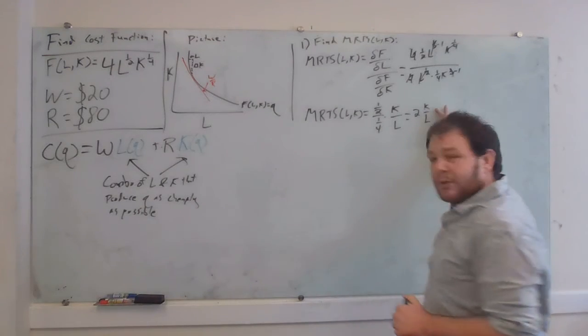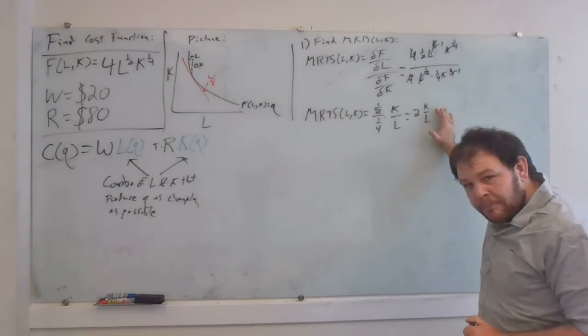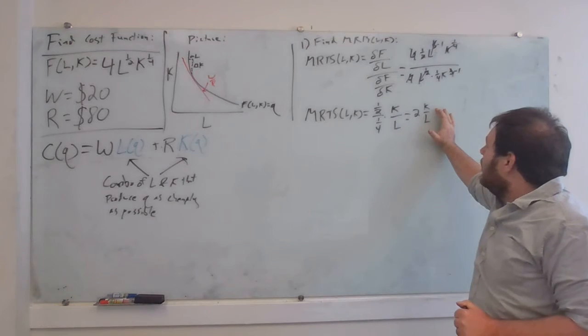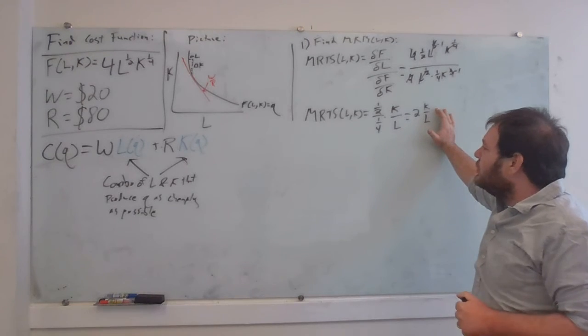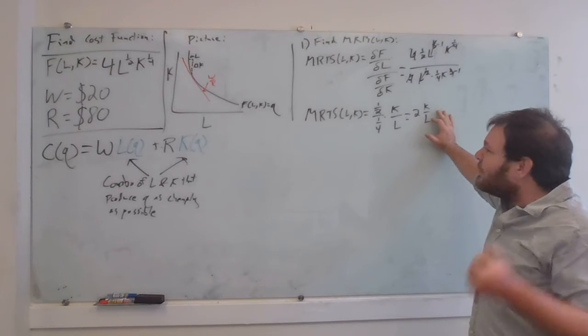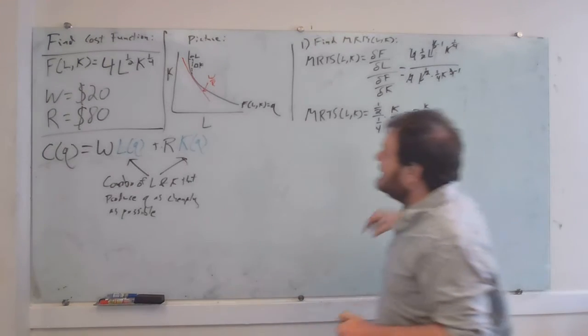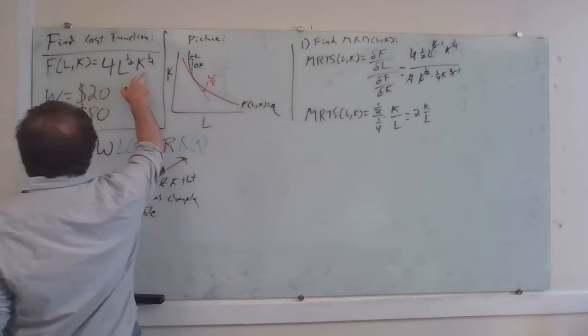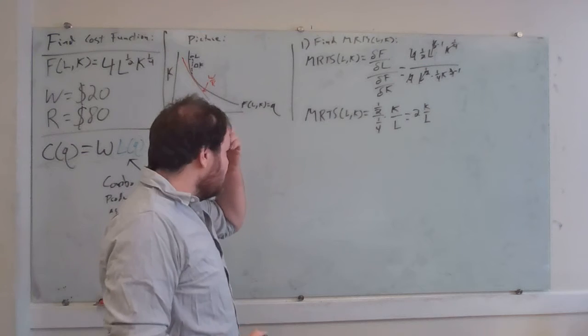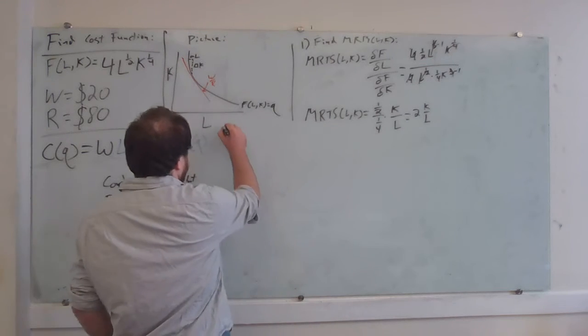Because if we had no capital, right, our MRTS would be 0, which means that we would be unable to produce anything by adding labor and removing capital. If we had no labor, our MRTS would be infinity. Another way to see this is that if we had no labor or no capital, we wouldn't produce anything, right? Our production would be 0. Great, so we've got to have an interior solution.